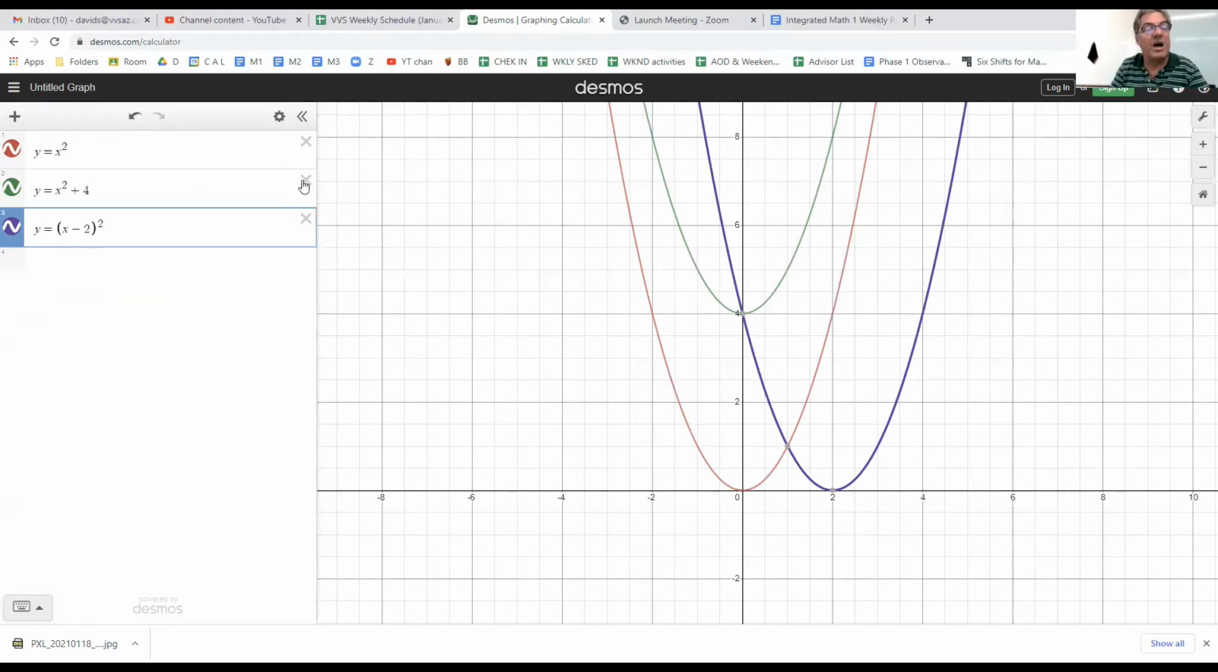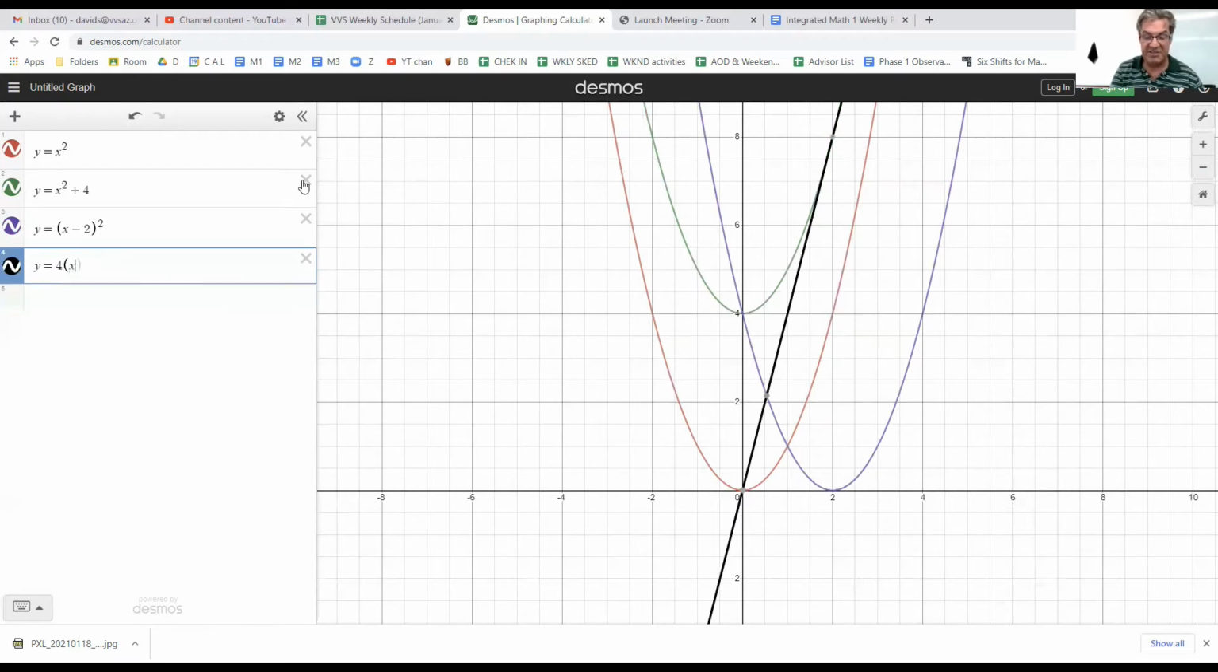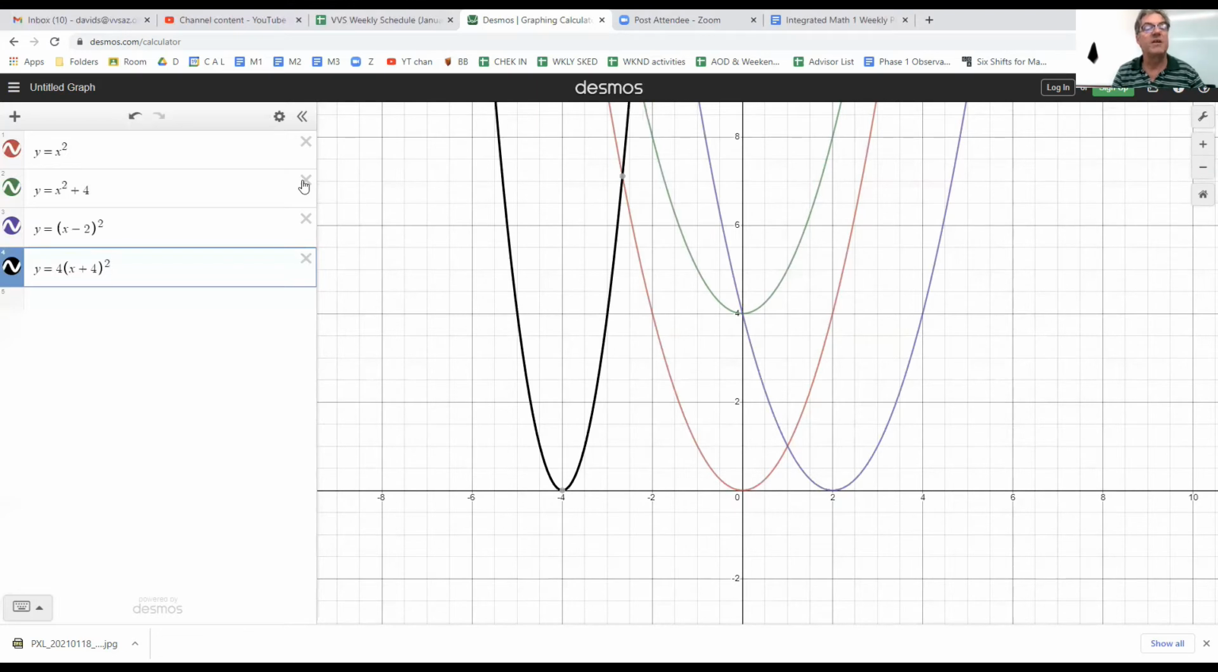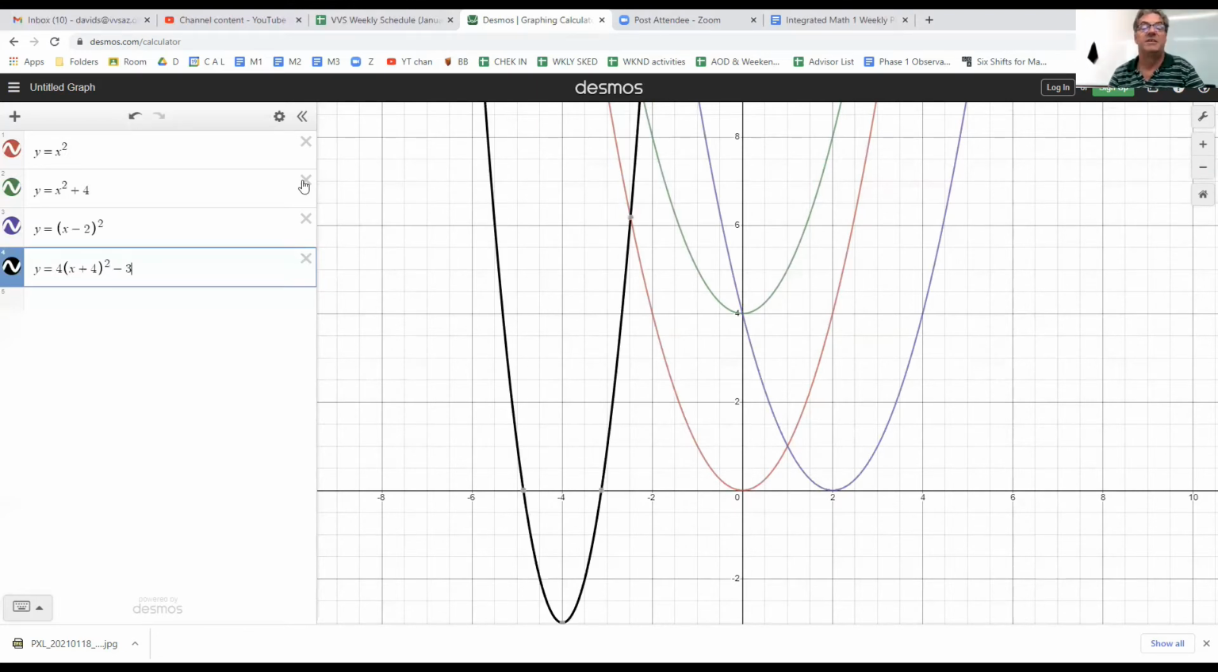Okay, let's try one more. Let's get a little bit more complicated. How about y equals 4(x + 4)^2 - 3? So check it out. Black equation, black graph.